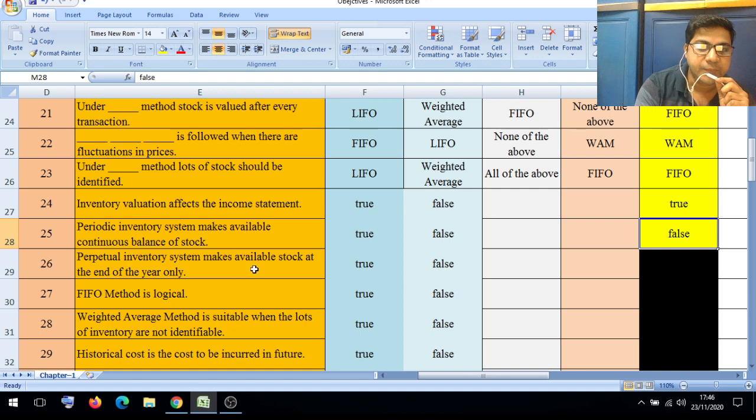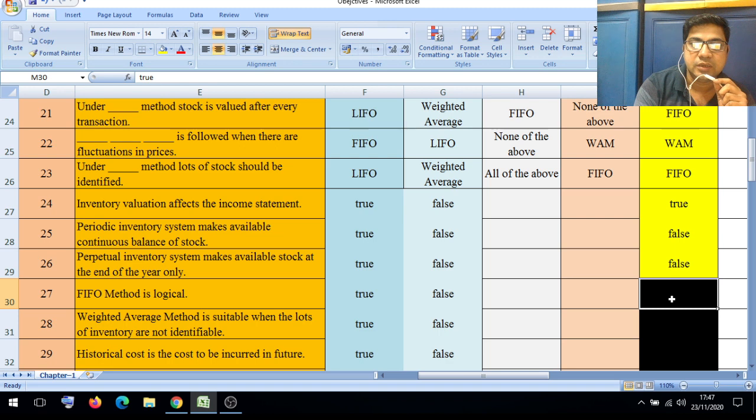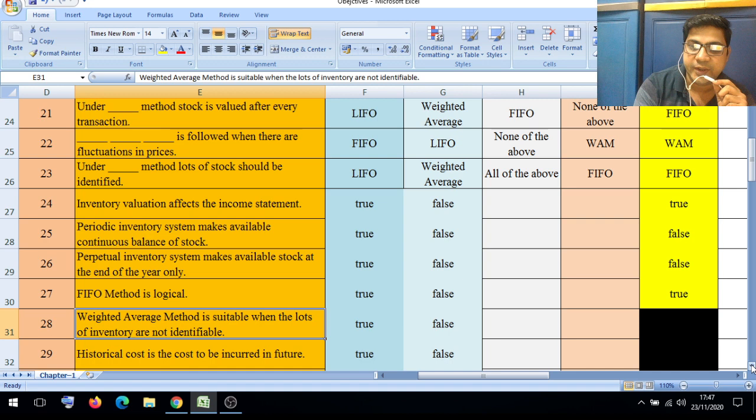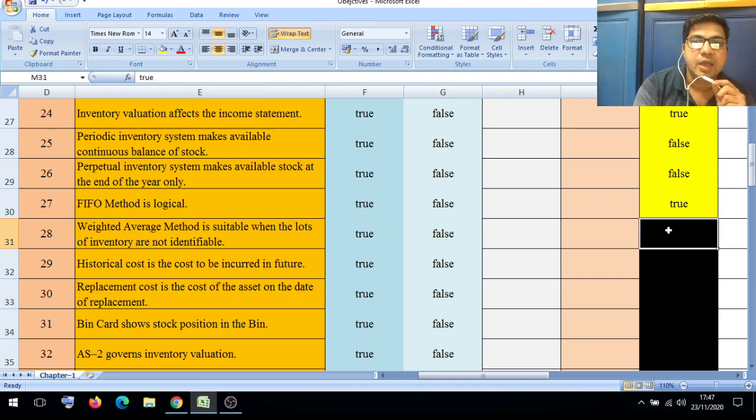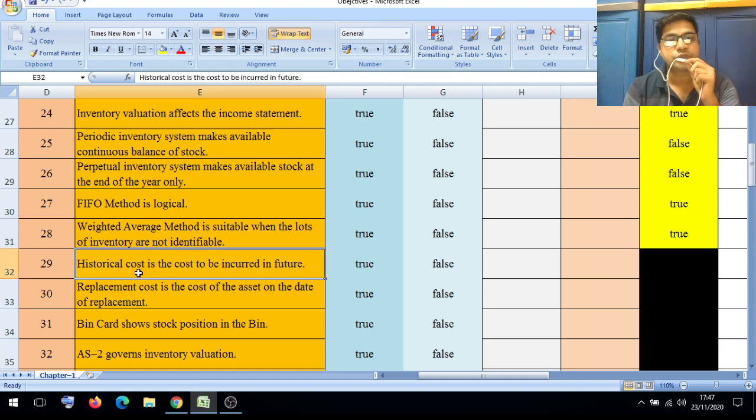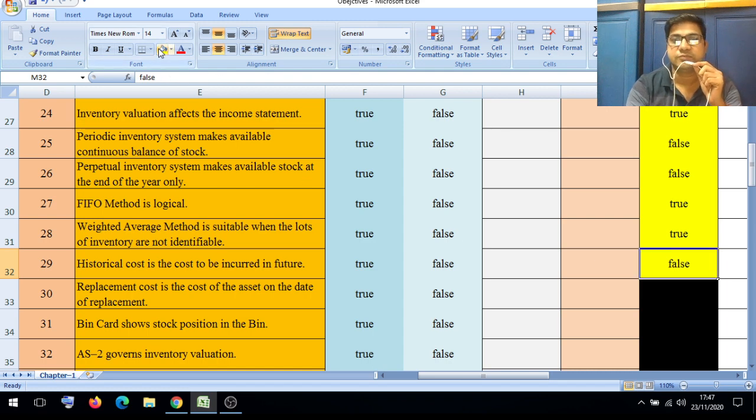Perpetual inventory system makes available stock at the end of the year only. Answer is false. FIFO method is a logical. Answer is true. Weighted average method is suitable when the lots of inventory are not identical. Answer is true. Historical cost is the cost to be incurred in future. Answer is false. Historical cost means the original cost.